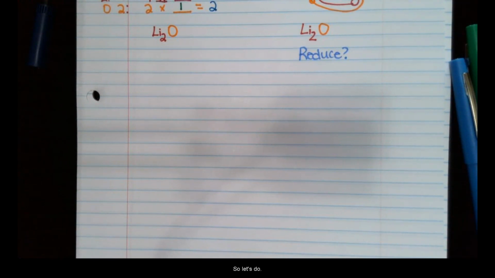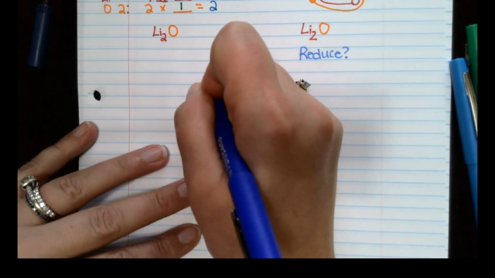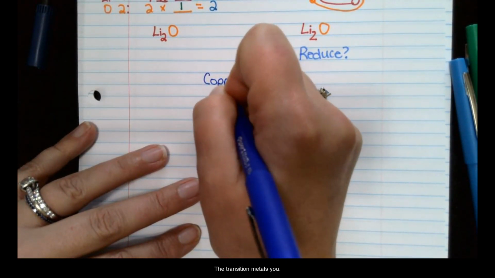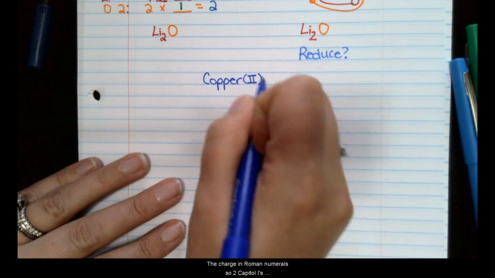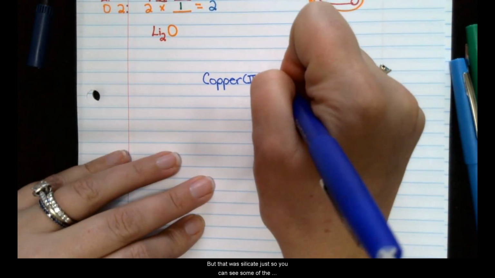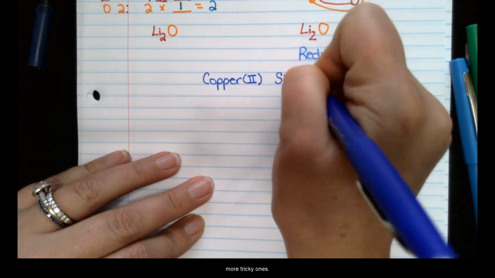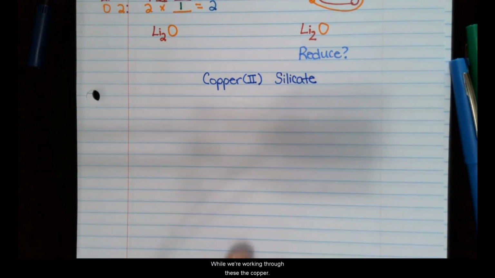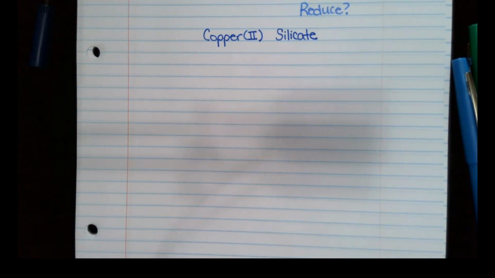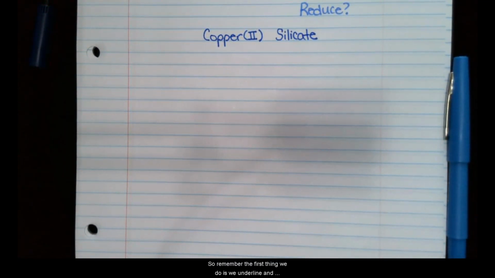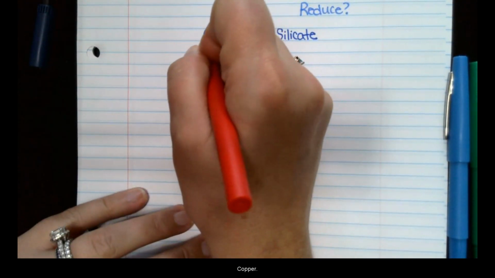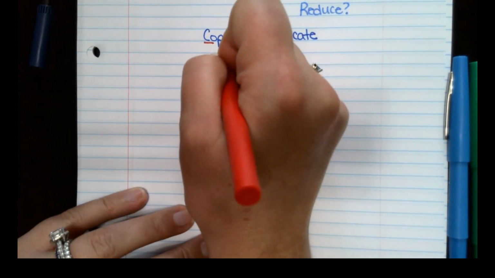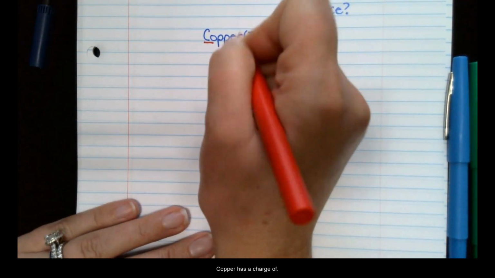Okay, let's try another one where you might be able to see where the reduction can take place. So let's do copper 2. Now, remember, with the transition metals, you write the charge in Roman numerals. So 2 capital I's means a 2 charge. And I put that with silicate, just so you can see some of the more tricky ones while we're working through these. So copper 2 silicate. So remember, the first thing we do is we underline and determine which one is our cation. Copper 2 is our cation, so it's Cu, and this copper has a charge of 2+.